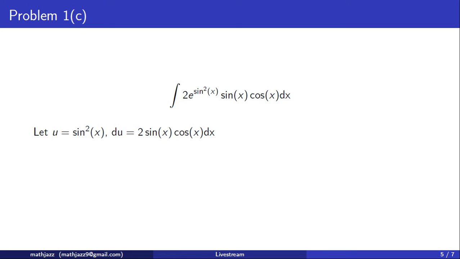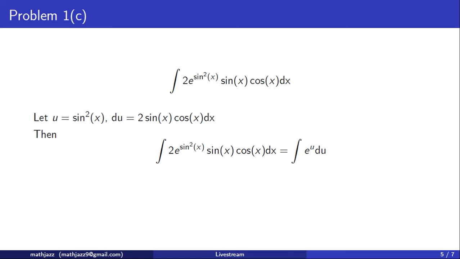Problem 1c. The integral of 2 times e to the sine squared x times sine of x times cosine of x with respect to x. We're going to let u equal our interior function sine squared x, which makes du equal to 2 sine x cosine x dx. We make our substitutions, getting the integral of e to the u du. The antiderivative of e to the u is itself plus an arbitrary constant. And then we substitute back into x's to get e to the sine squared x plus c.